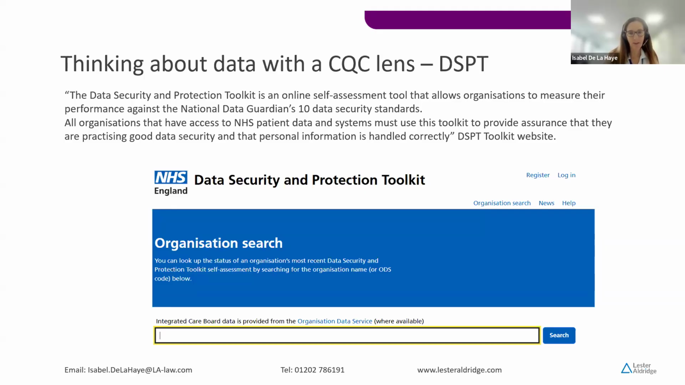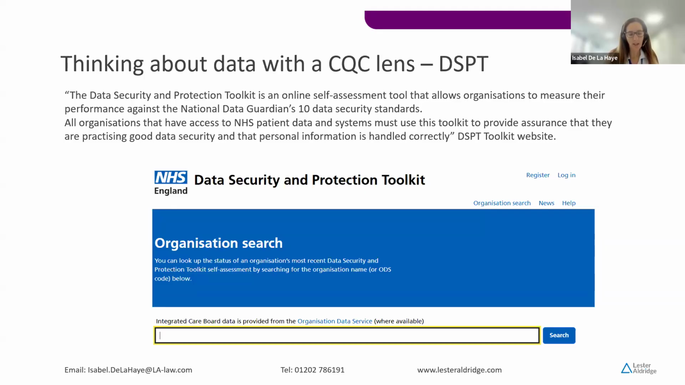Now, it's very important that you are aware of where your organisation sits in relation to this, because this web page that you can see a screenshot of is an open web page. You can do an organisational search either by using the name of the provider or something called their ODS code. And this is available to members of the public. Obviously, it's also available to CQC.